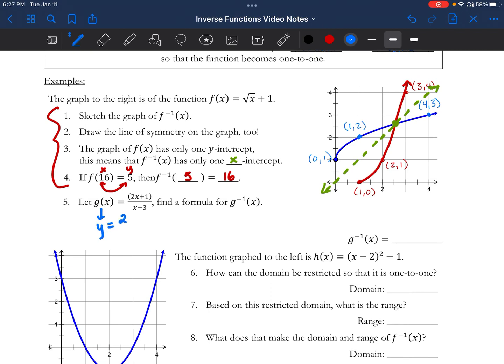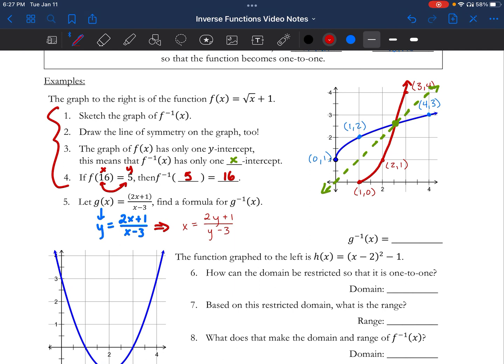So this is the same thing as y equals (2x + 1) over (x - 3). And so what I want to do, again, when we talk about inverses, is just switch the x's and y's. So here's what I'm going to do. Every time I see a y, I'm going to write an x. Every time I see an x, I'm going to write a y. And then I need to solve this equation for y.